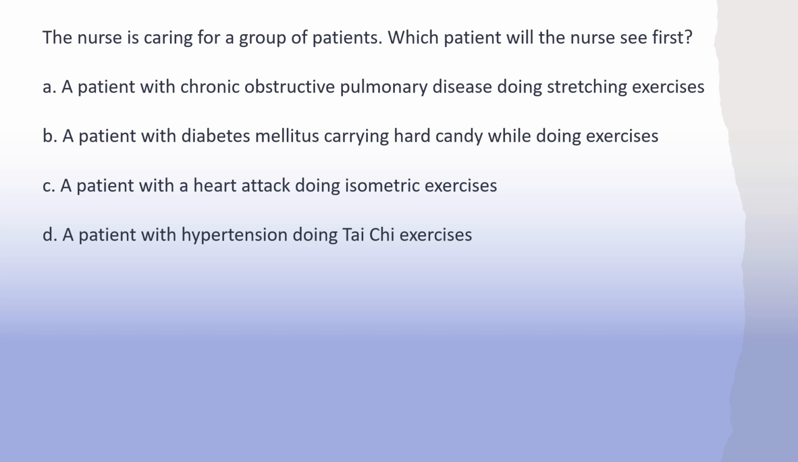The nurse is caring for a group of patients. Which patient will the nurse see first? A. A patient with chronic obstructive pulmonary disease doing stretching exercises. B. A patient with diabetes mellitus carrying hard candy while doing exercises. C. A patient with a heart attack doing isometric exercises. D. A patient with hypertension doing Tai Chi exercises.